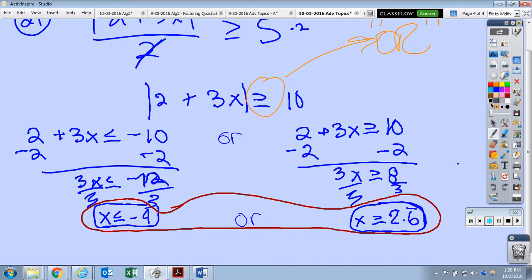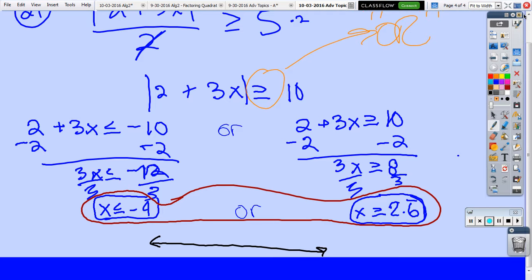we need to graph this. We can go -4, and -4 is here, and then 2.6 repeating is here. I know it's kind of not the best looking graph. But then less than or equal to, so is that going to be filled in or open? That's going to be filled in, because it can be less than or equal to, it can be -4, so we filled in.